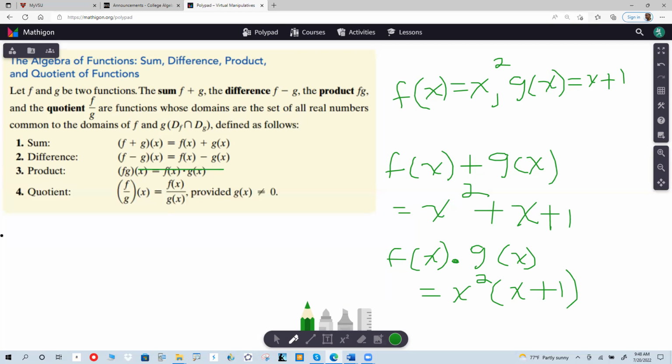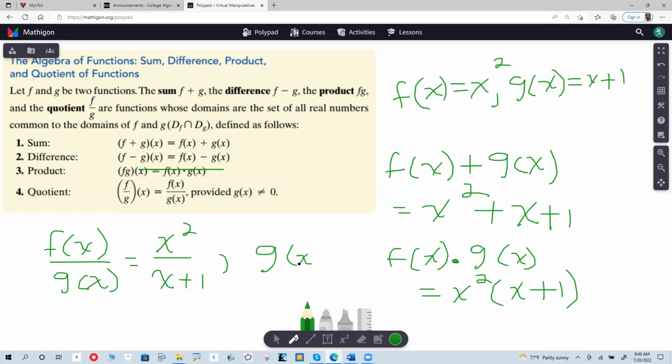And you can guess what you do when you divide the two functions. What's f of x over g of x? I'm going to write it here. f of x is x squared, and g of x is x plus 1. And ideally, we should say g of x is not equal to 0 because it's the denominator. The denominator of a function cannot be 0 because the function will be undefined.